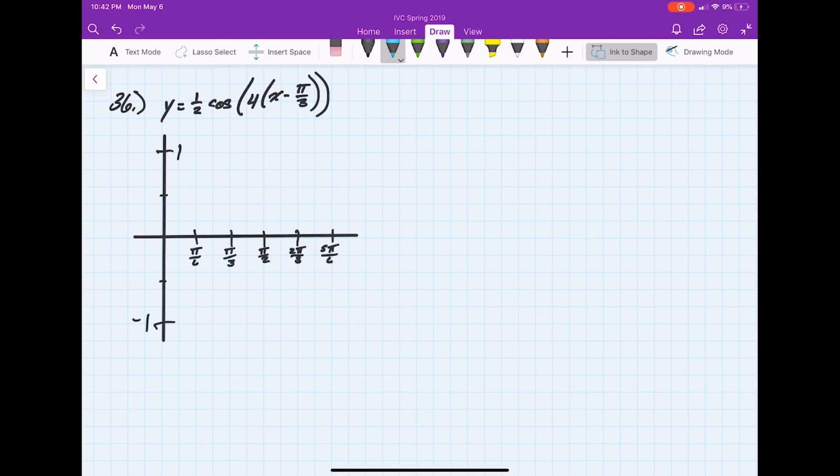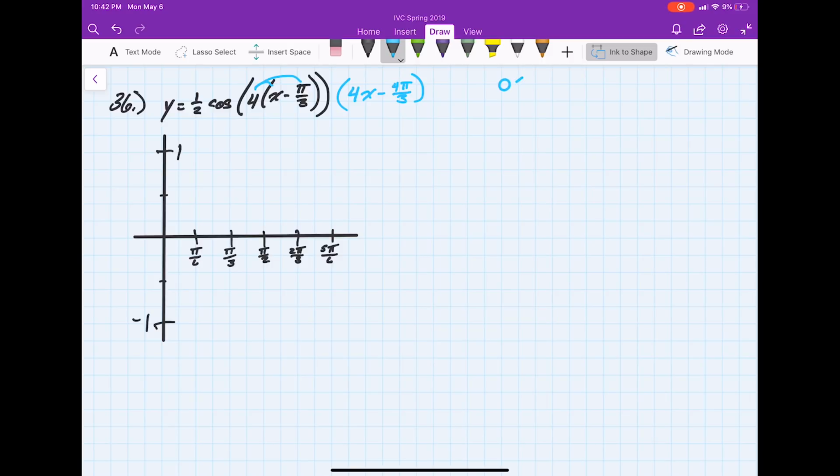Okay, for number 36, kind of throwing us for a loop here. We just need to distribute this 4 out here. So we're going to get 4x minus 4 pi over 3. This is going to make this a very annoying problem. Kind of ugly, but we can do it.